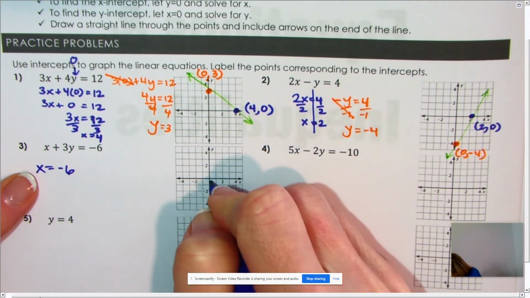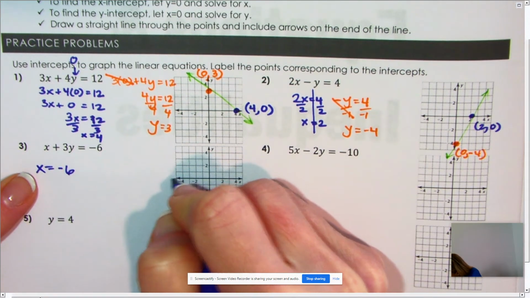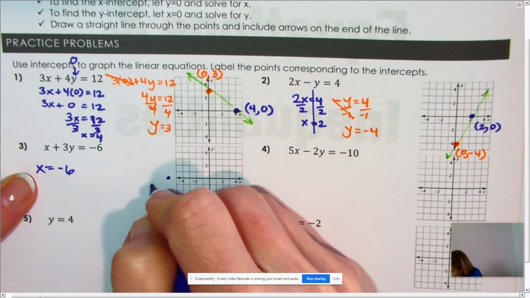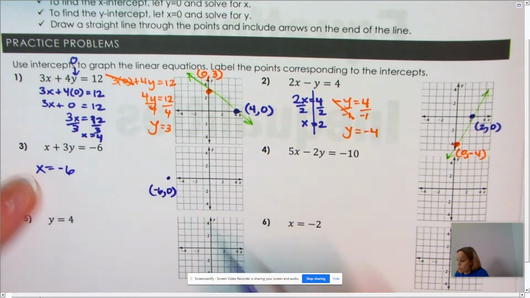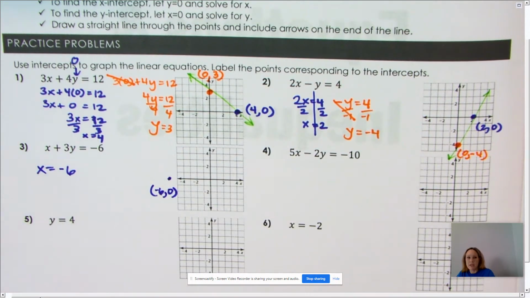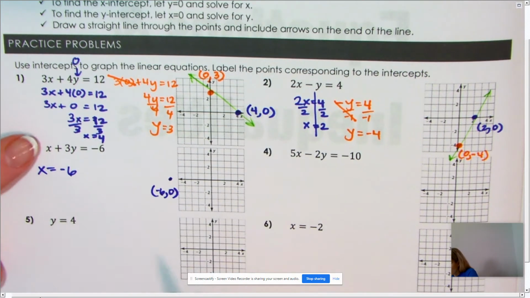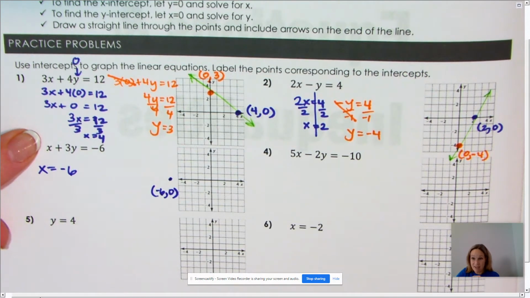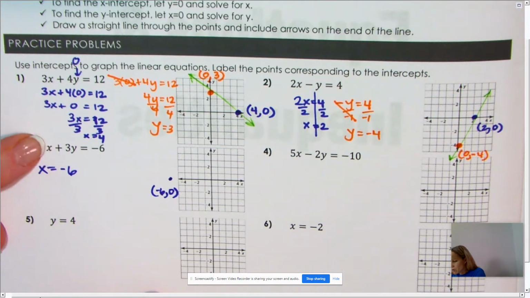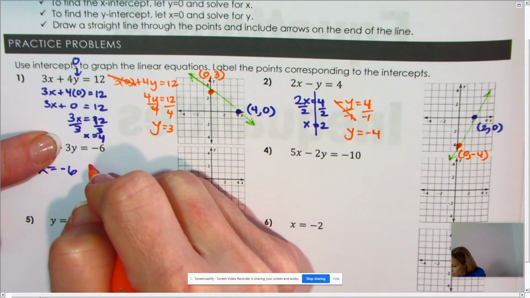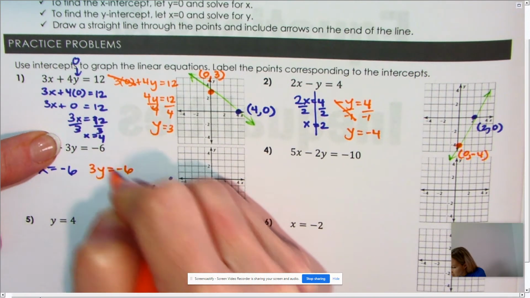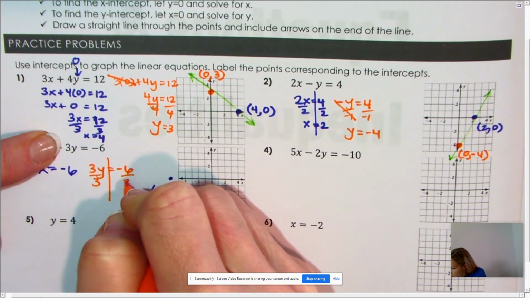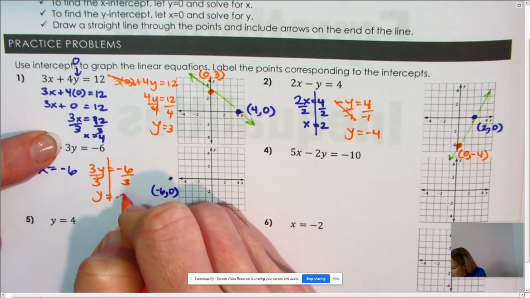x equals -6, 1, 2, 3, 4, 5. It's going to go out there. I'm going to write it -6, and the value of y was 0. We're going to plug in over here. If I cover up the x, and mathematically, I'm substituting 0 for x. Cover up is not a mathematical operation. So I'm plugging in 0 for x. So what we have left is 3y equals -6. I'm going to divide by 3 on both sides, so I get y is equal to -2.